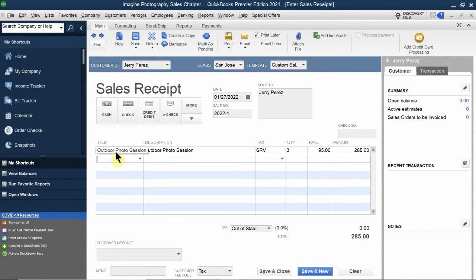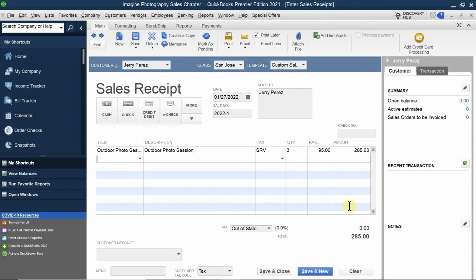All right, so I got 3 outdoor photo sessions. Now, let's take a look at this. 3 outdoor photo sessions, it's taxed at service, so that means it's non-taxable. It's going to cost him $95 per session, so it automatically calculates for you a total of $285.